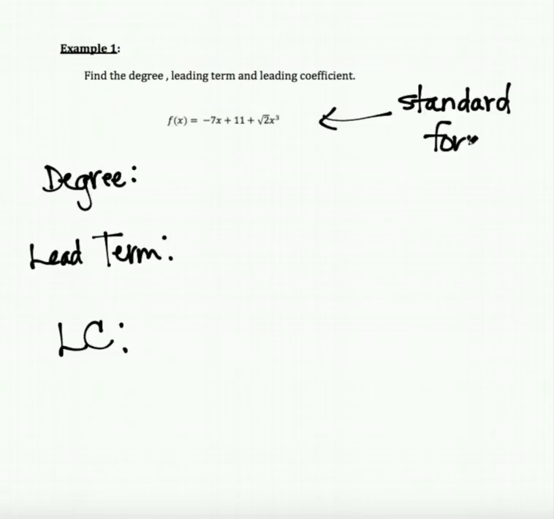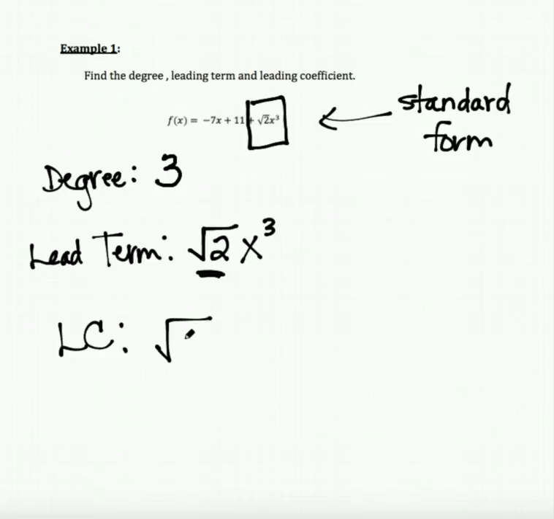Nothing's factored, so it's in standard form. The degree in standard form would be the highest power. In this example, the highest power is cubed, so the degree of this polynomial is 3. The leading term is the term that has that highest power. So the leading term in this example is the square root of 2x cubed. And the leading coefficient is the coefficient of that leading term. So the leading coefficient is simply the square root of 2, the numerical value that leads that highest powered term.